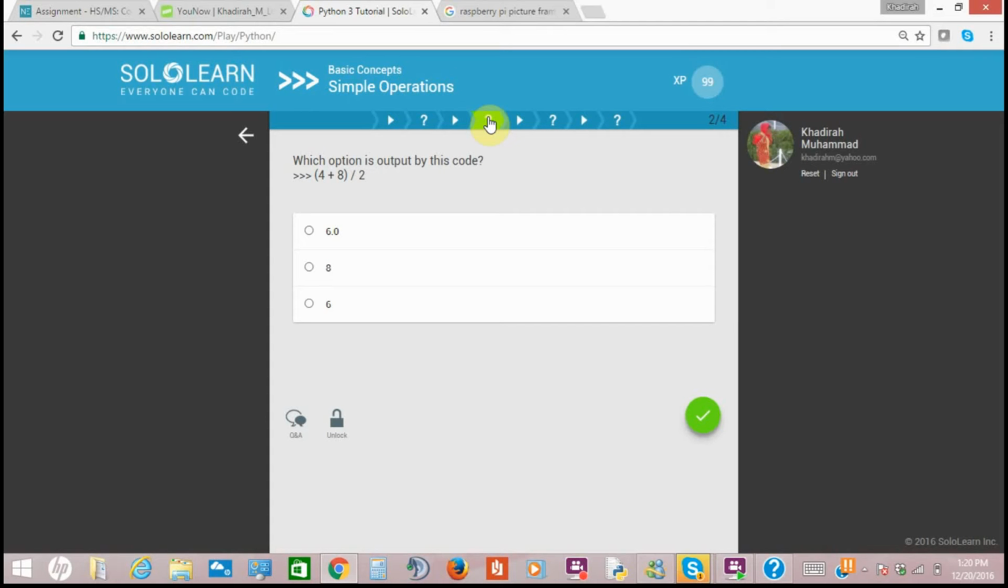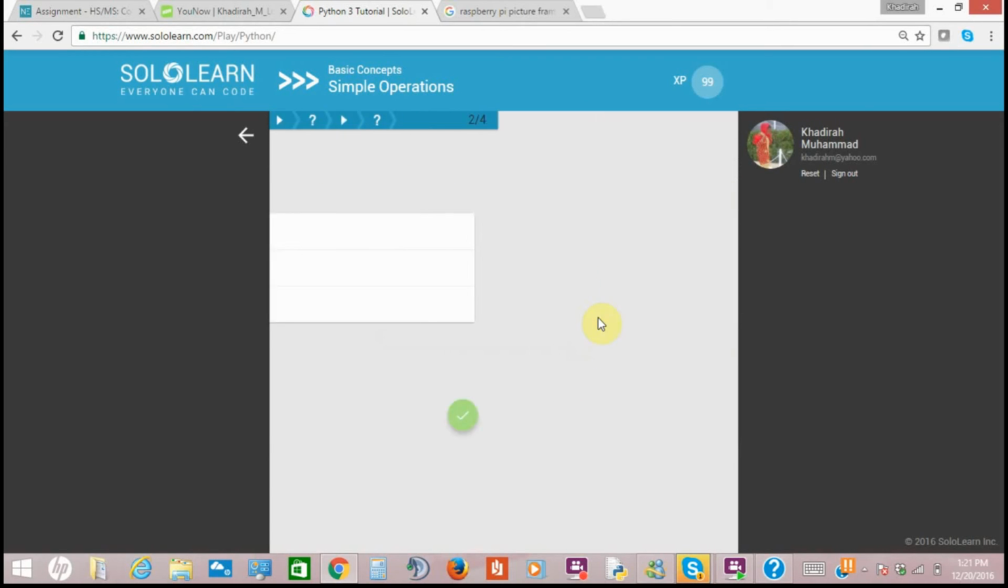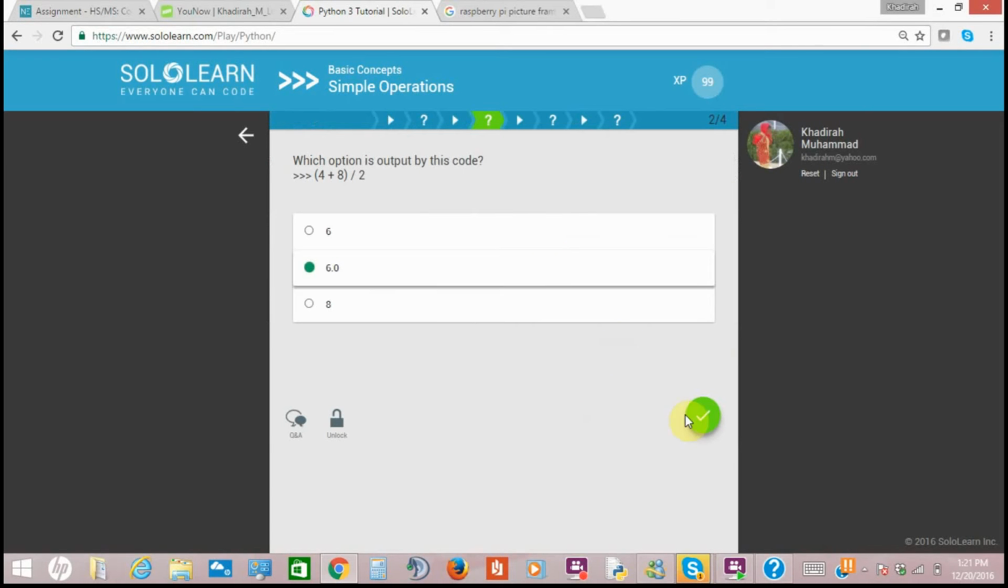Okay. Which option is the output of this code? So it's 4 plus 8 divided by 2. So 8 plus 4 is 12. 12 divided by 2 is 6. Oops, wait a minute. It must be the one up there. Boom. Correct. Okay, let's move on.